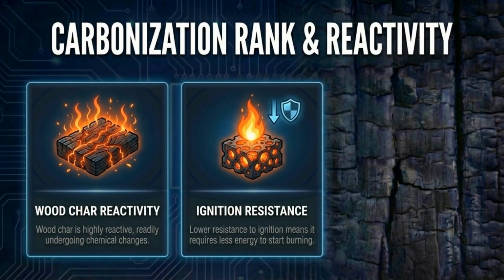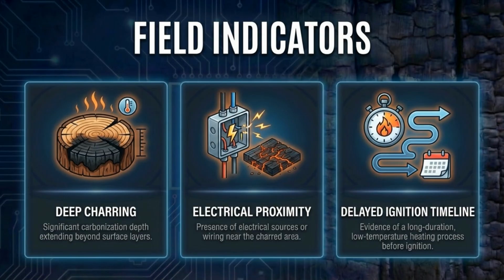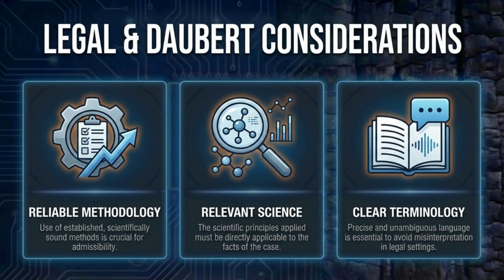Carbonization rank relates to char reactivity. Wood char is highly reactive, leading to lower ignition resistance, meaning less energy is required for combustion. The term pyrophoric carbon is controversial in fire investigation. The underlying mechanism involves a complex, continuous evolution of physical and chemical changes. Field indicators for this mechanism include deep charring, proximity to electrical sources, and evidence of a delayed, long-duration, low-temperature heating timeline before ignition.